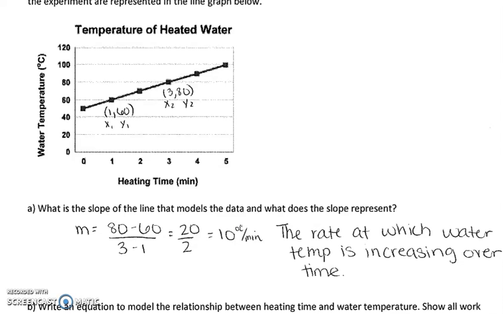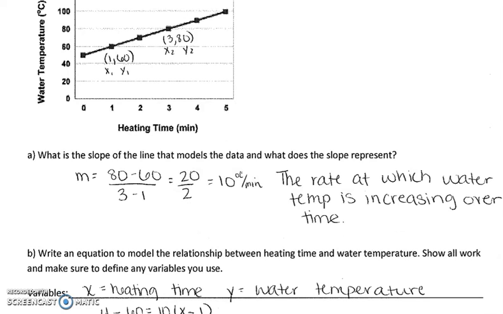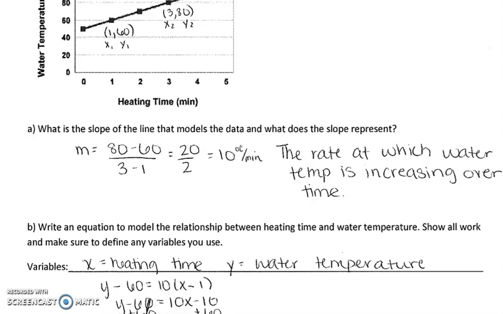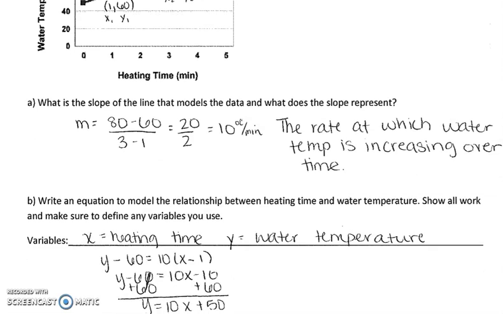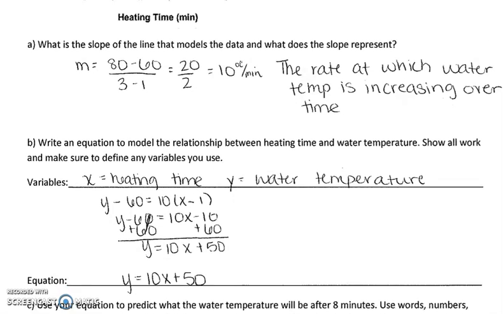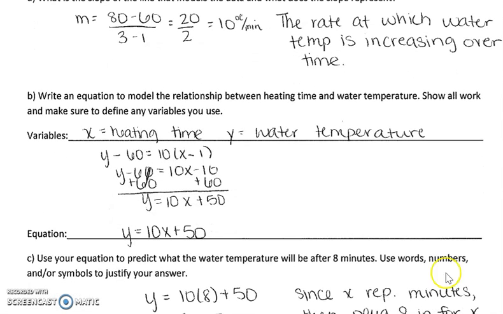All right, let's keep going. Write an equation to model the relationship between heating time and water temperature. Show all your work and make sure to define the variables you're using. We already talked about variables. X is time, Y is water temperature. You do not have an intercept, so you have to plug into point-slope form first and then change it into slope-intercept form.